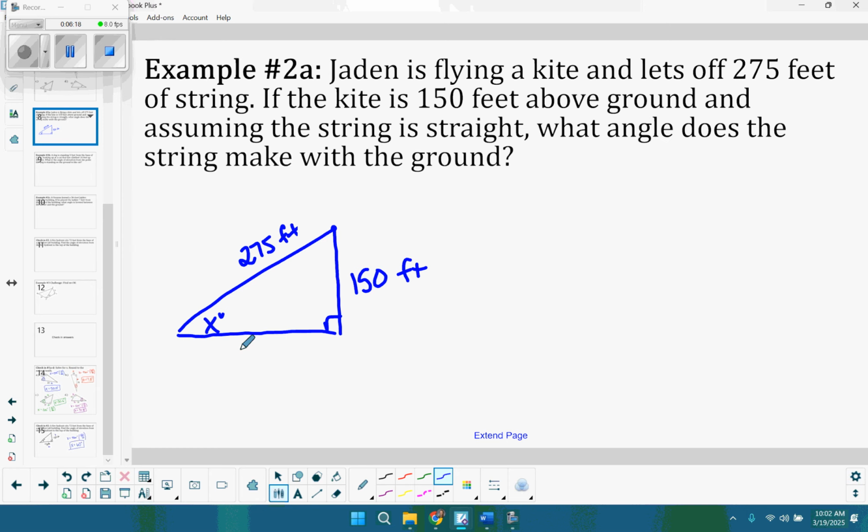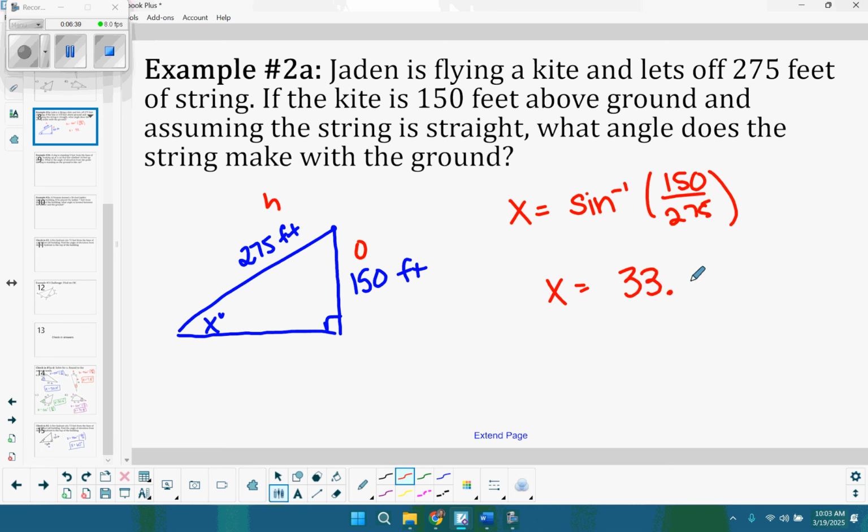And now this becomes just like one of the first four that we had done. We have our O and our H. That combination means sine. So x will equal the inverse sine of 150 over 275. So that would give me about a 33.1 degree angle.